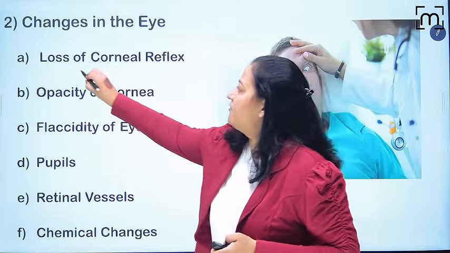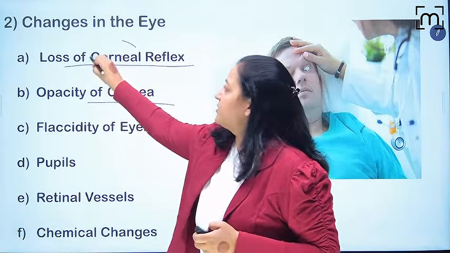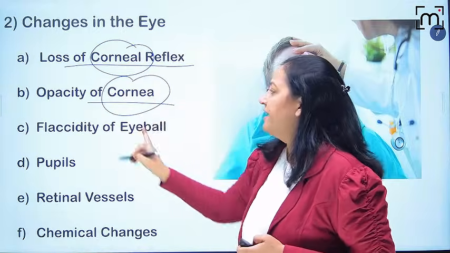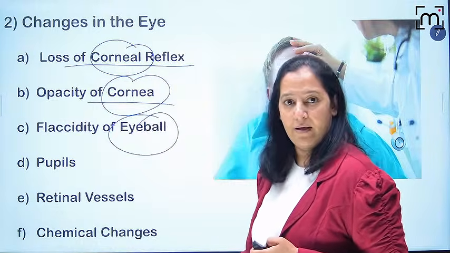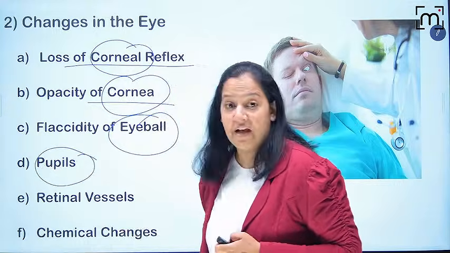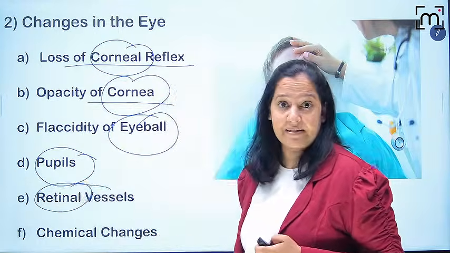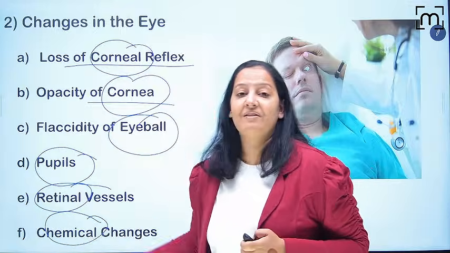First of all, loss of corneal reflex, then opacity of cornea. These 2 things are related to the cornea. Then flaccidity of the complete eyeball. Cornea, eyeball. Then something about the pupil. I will tell you the changes in the pupil. Then something about the retina, retinal blood vessels. And finally, the chemical changes in the vitreous humor.